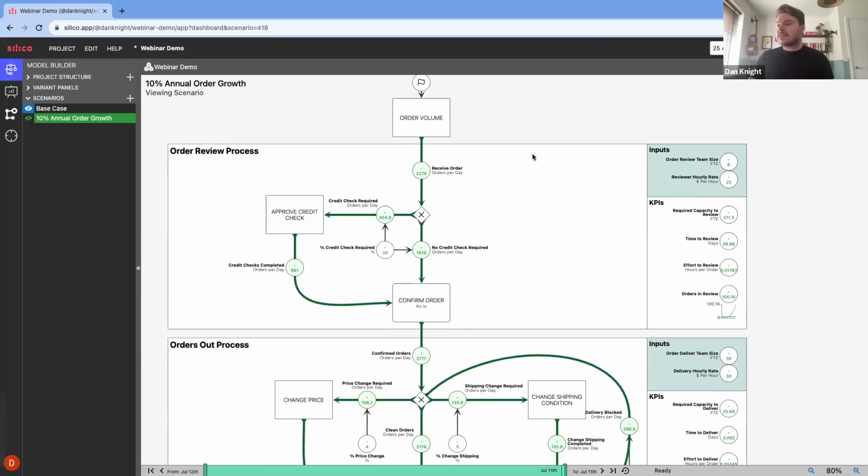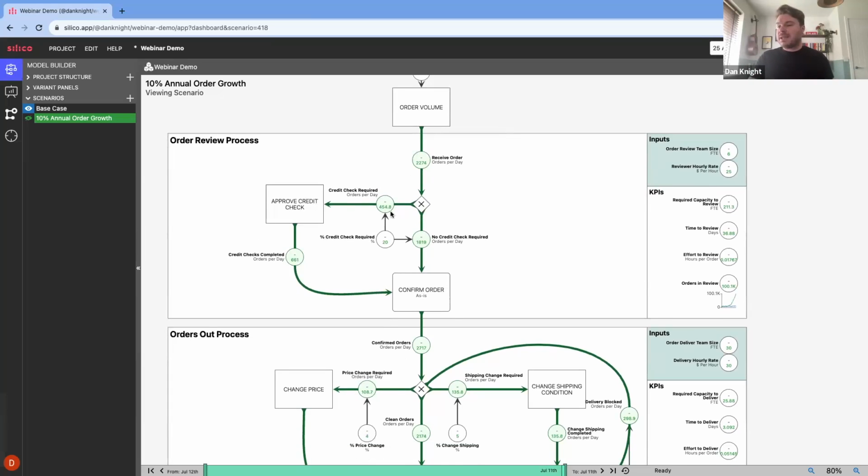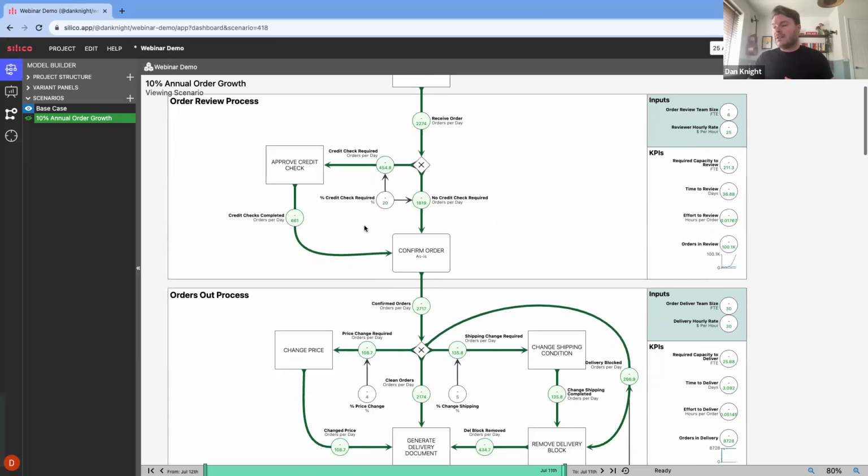In each of these processes, we have some sub-steps. We can click into these and look at what's going on at each stage. The first thing that happens here is the order is received, and then we have a branching, where some orders need to be credit checked, and some can go straight through to confirm order. Because we know almost all the volume is coming into this step, let's have a look at the confirm order step.